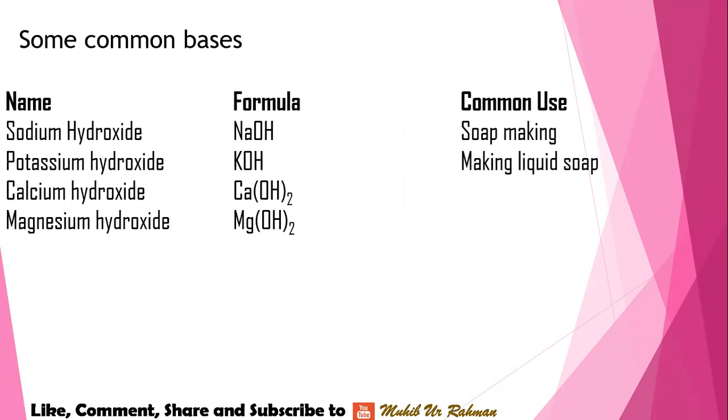So NaOH is used in soap making. KOH is used in making liquid soap. Calcium hydroxide is used in making mortar, and magnesium hydroxide is used in antacids. Magnesium hydroxide is also known as milk of magnesia. You have studied in ninth class that it is used to treat acidity of the stomach.